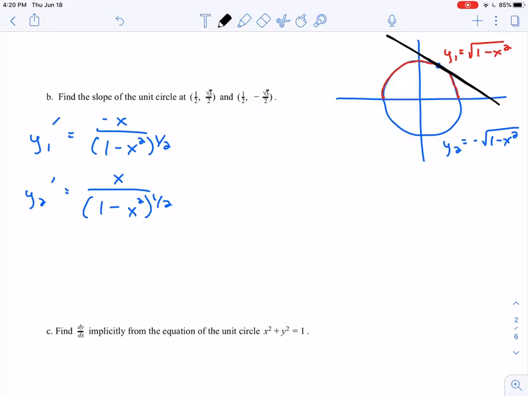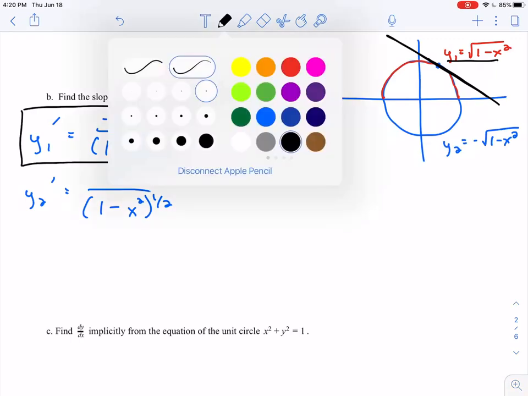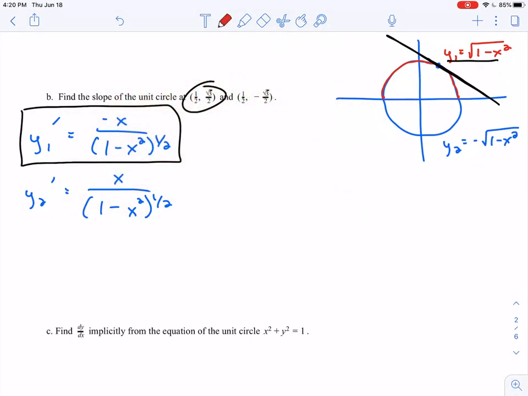So when I'm working with this point, (1/2, √3/2), I know I'm talking about a point that's on the curve of y1, so it probably makes the most sense to use the derivative of y1. Next I've got to take this point and plug it in. Let's do that in red.